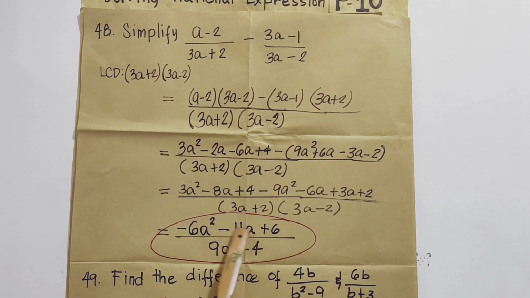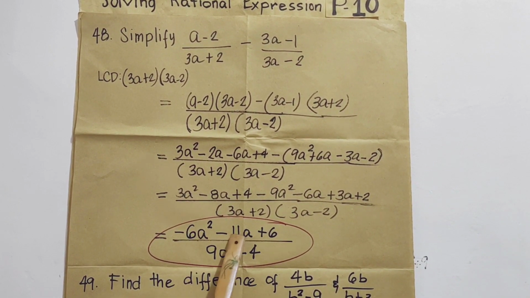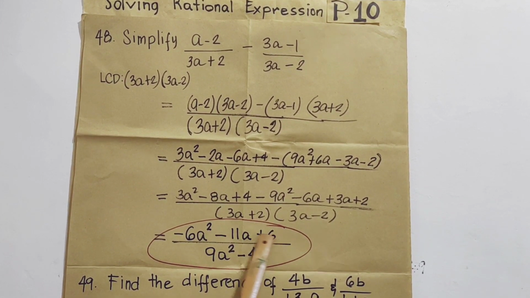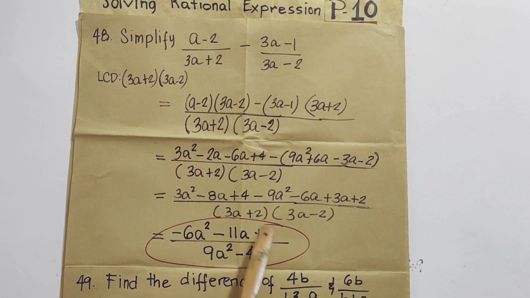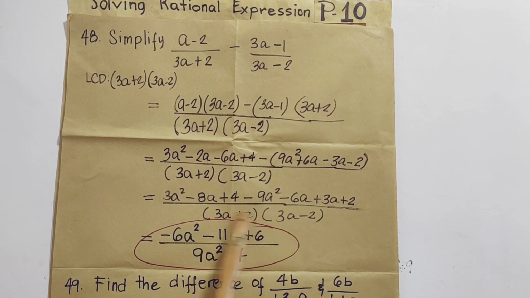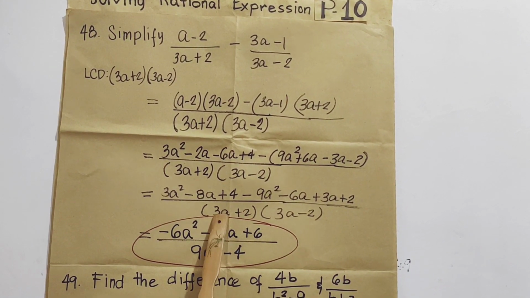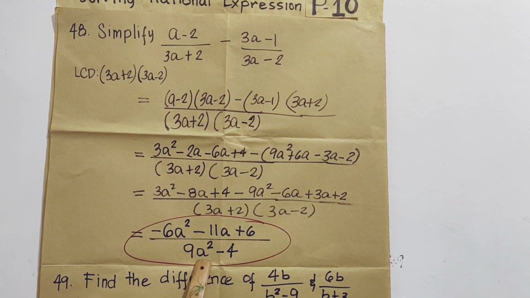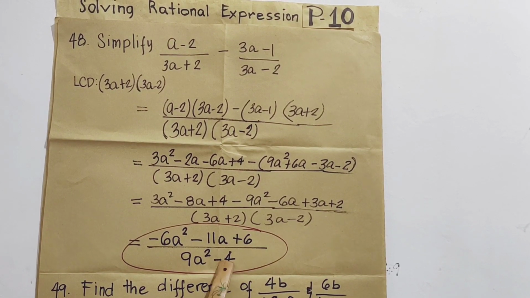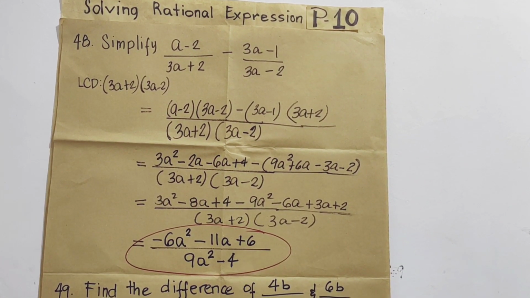Then we cannot simplify this, or we cannot factor this numerator. So this will be our final answer for our numerator. And for the 3a plus 2 and 3a negative 2, we can multiply this. 3a times 3a equals 9a squared, and positive 2 times negative 2, we have negative 4. So this will be our final answer.